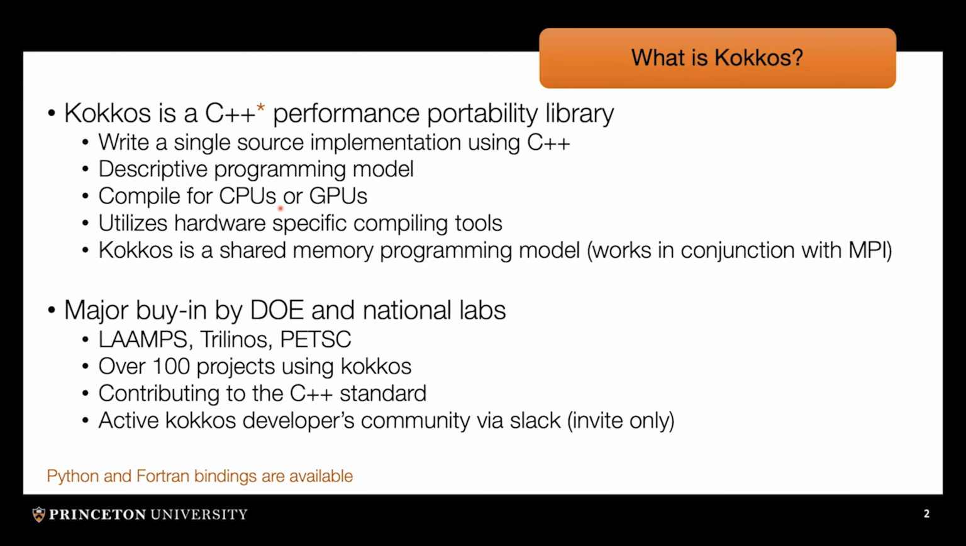You can compile the code for CPUs or GPUs, as I mentioned. And it also uses hardware-specific compiling tools. So if you consider something like DPC++ or SYCL, it uses its own compiler for compiling towards NVIDIA GPUs, for example. Kokkos, on the other hand, does utilize vendor-specific compiling tools. And in terms of MPI plus X frameworks, Kokkos is a shared memory programming model. That is, it works in conjunction with MPI. There is no MPI support in it. So if you think about MPI plus X, then one of the X's could be Kokkos.